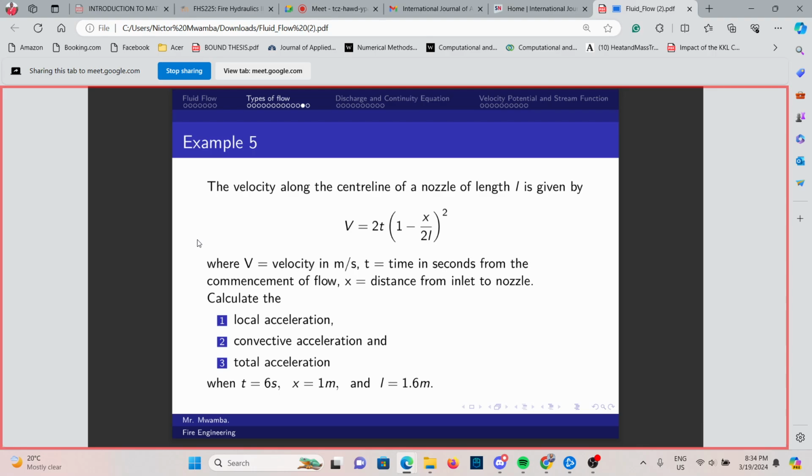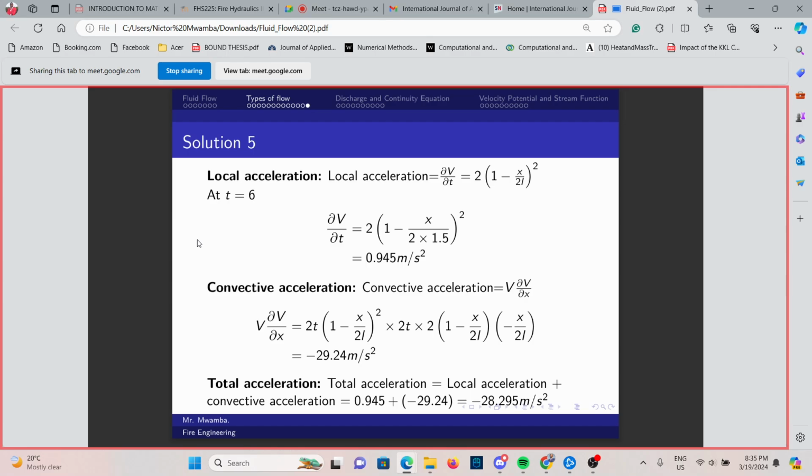But remember what we said. We said acceleration is the rate of change of velocity with respect to time or space. It can be time or space, because velocity can change with respect to time and with respect to space as well. So first, the local acceleration. Local acceleration is the normal, common acceleration, which is the rate of change of velocity with respect to time. So find the change of velocity with respect to time.